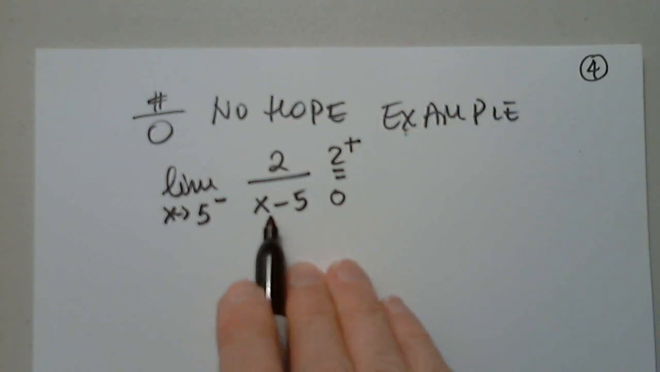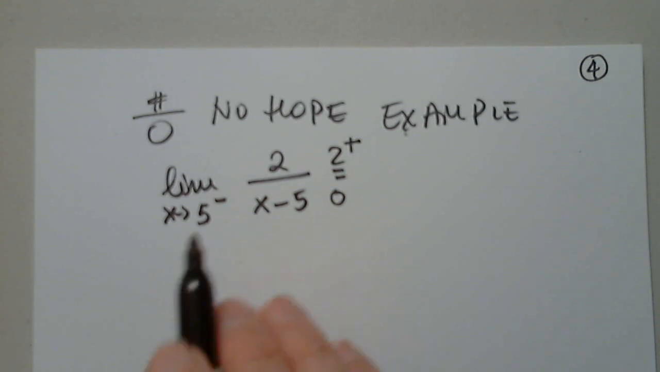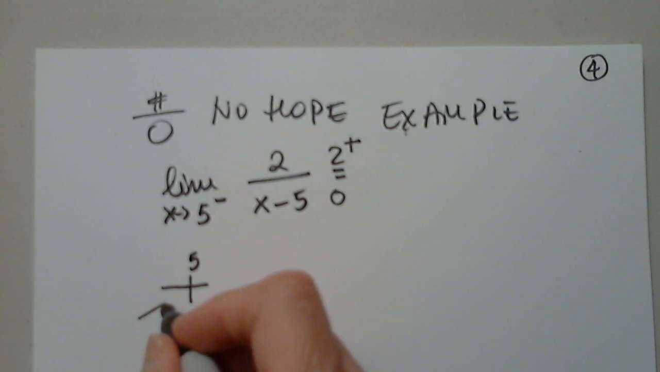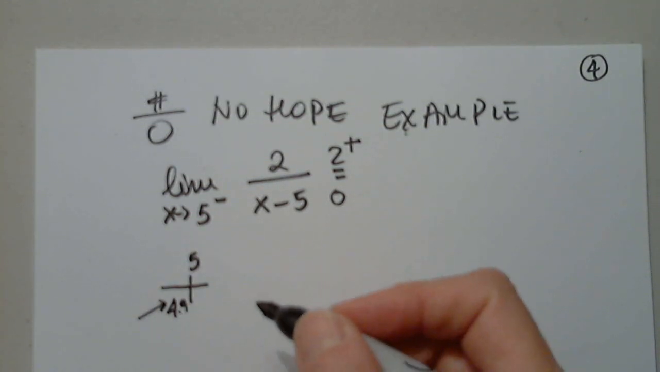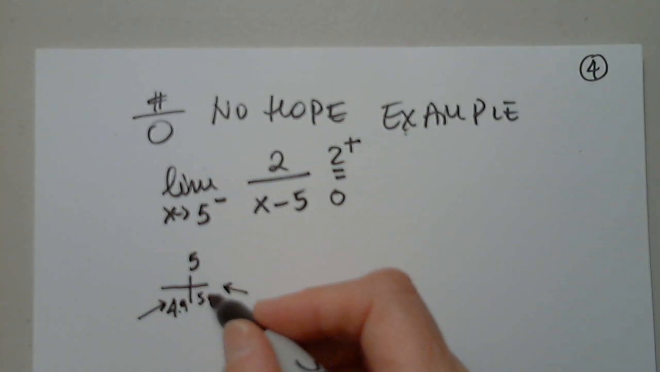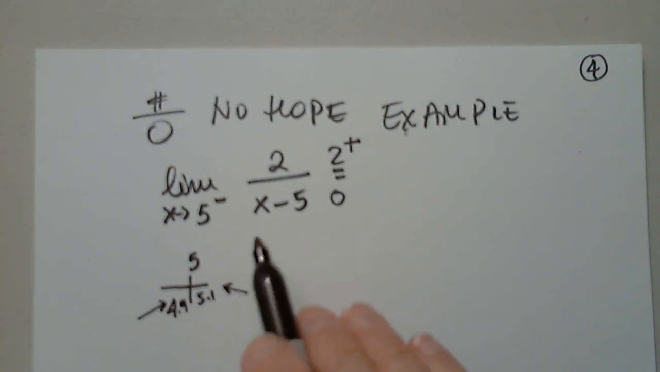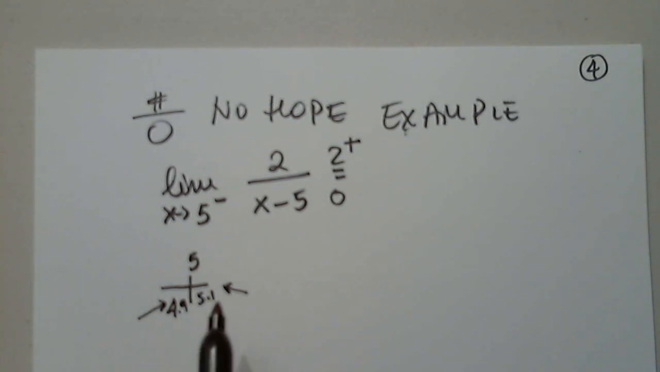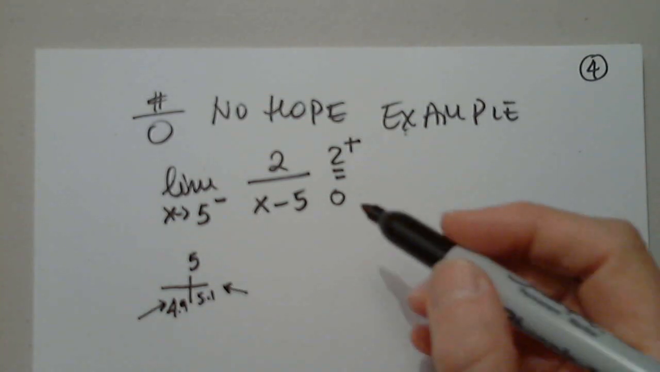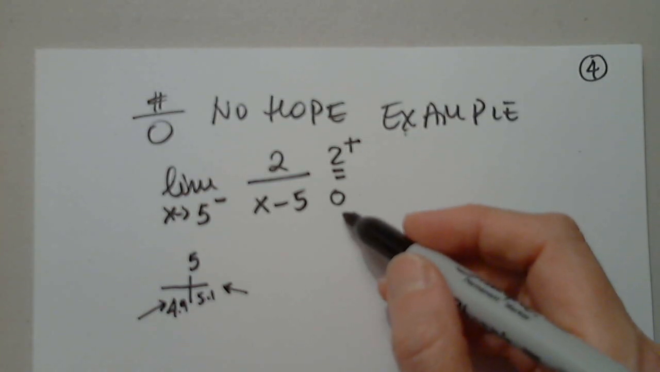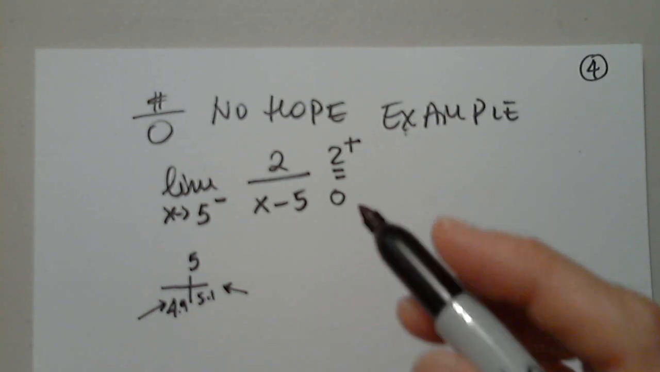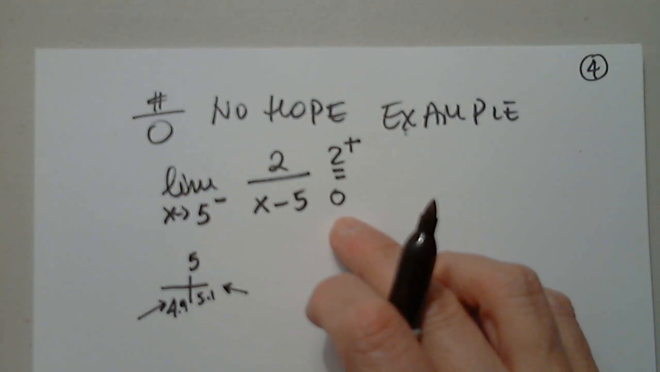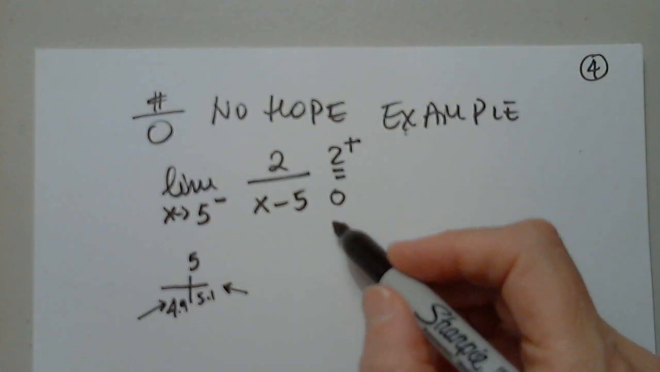Now I would like you to plug in numbers from the left of 5. So remember, 5 from the left means 4.9, and 5 from the right means 5.1. Since it's 5 from the left, with numbers smaller than 5, plug in 4.9 and only tell me the sign of the answer. I don't need the calculation. I only need the sign. Wouldn't that be negative? Excellent.